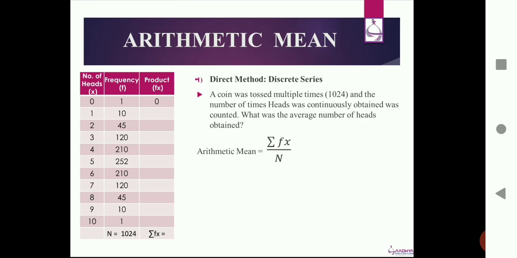So this is a problem where a coin was tossed multiple times, 1024 times, and we are counting how many times heads came in a continuous sequence. So if it came only once, then we counted 10 such incidents of the coin head coming once. Heads coming 0 number of times came only once. Similarly, the frequency of head coming twice came 45 times. Okay, let's go on now.